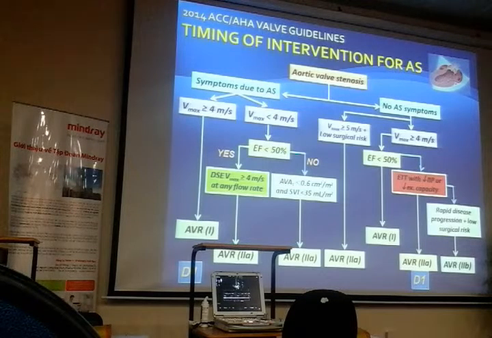D1. In patients who have symptoms but do not fulfill the usual criteria for severe, then we will do the dobutamine exercise test in the setting of a low ejection fraction. And if they have severe aortic stenosis, then those patients should have intervention.